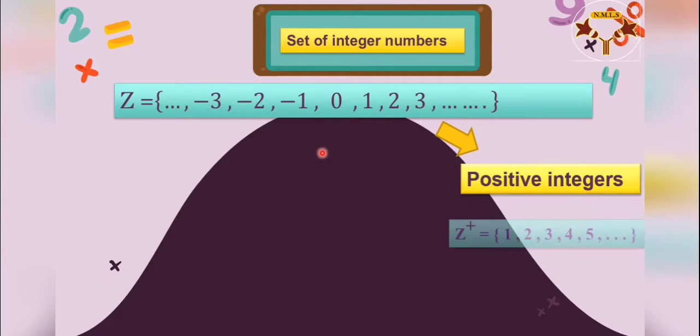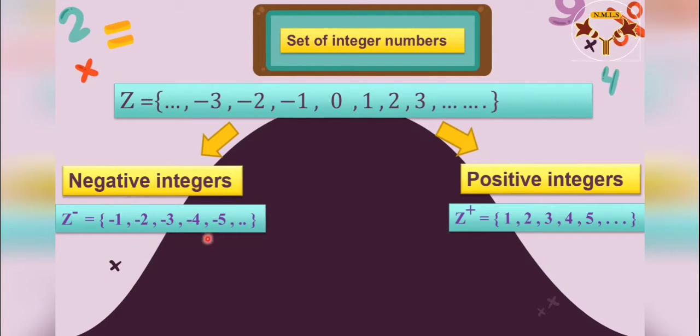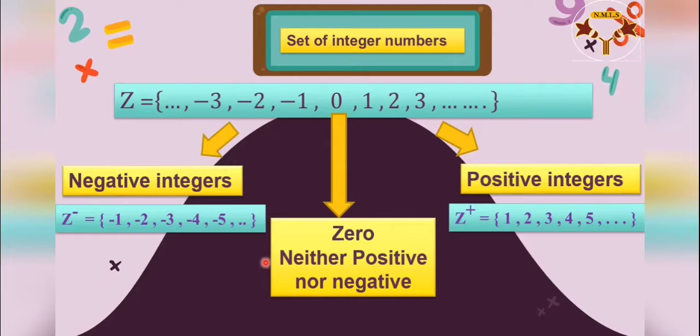Again, this set is formed from positive integers, denoted by Z positive, and Z positive equals the set of 1, 2, 3, 4, and so on, and the set of negative integers, denoted by Z negative, and this set equals negative 1, negative 2, negative 3, and so on, and the 0, which is neither positive nor negative. So the 0 has no sign, positive or negative.